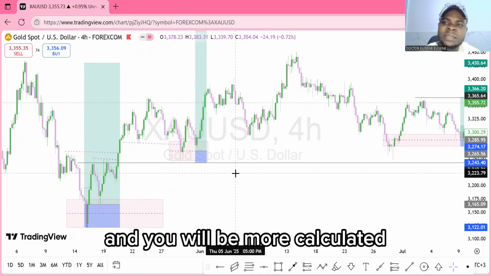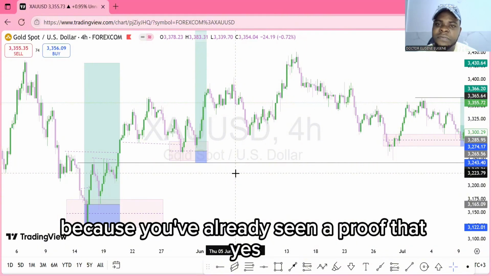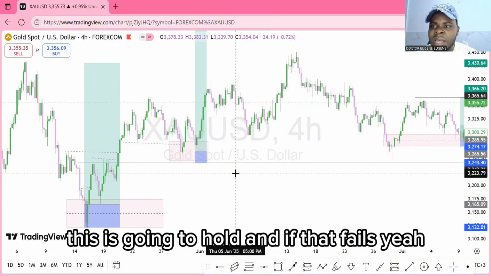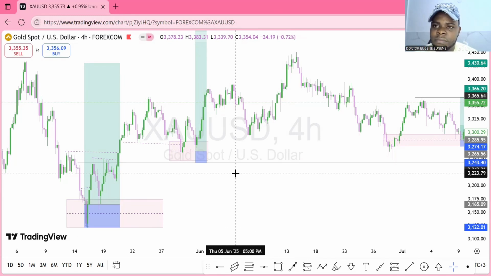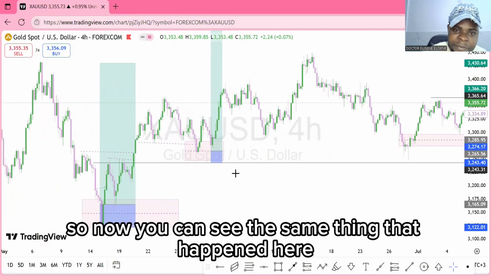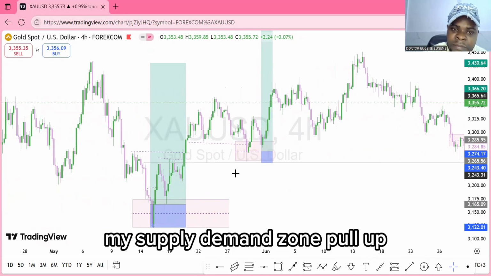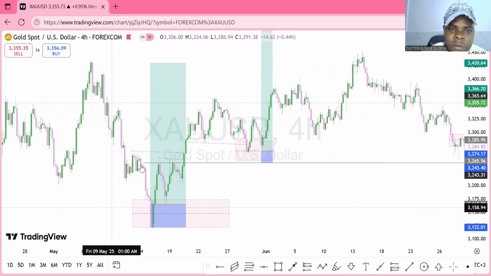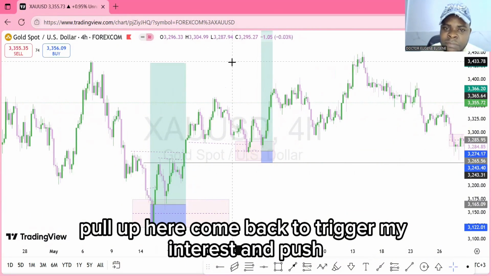You will be more calculated in placing those trades because you've already seen proof that yes, this is going to hold. And if that fails, you will then be able to find out why the trade failed. Now you can see the same thing that happened here happened here. The market gets to my supply demand zone, pulls up here, comes back to trigger my entry and pushes.